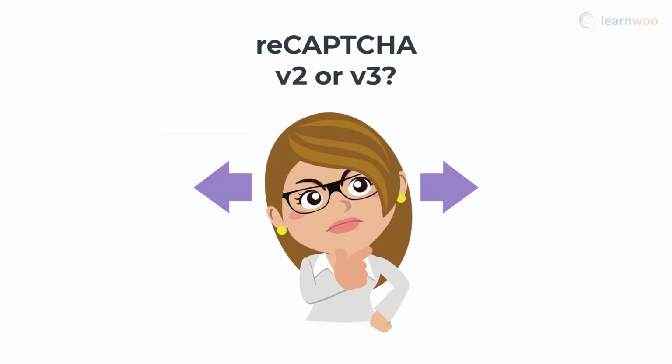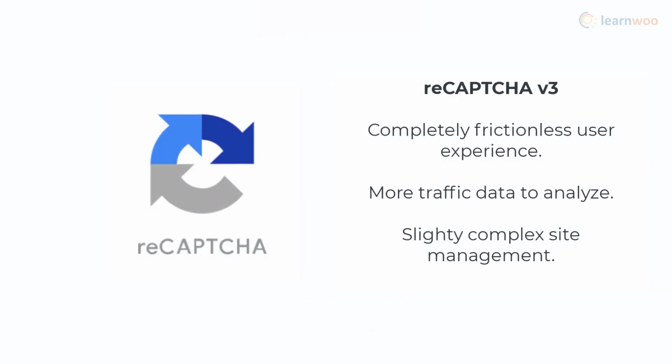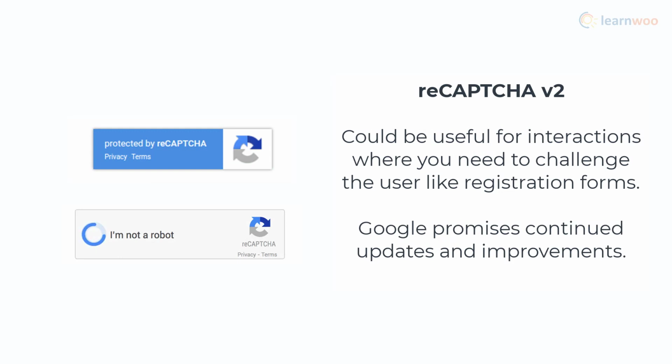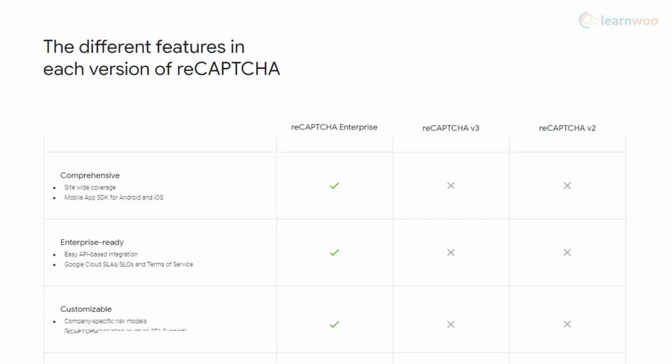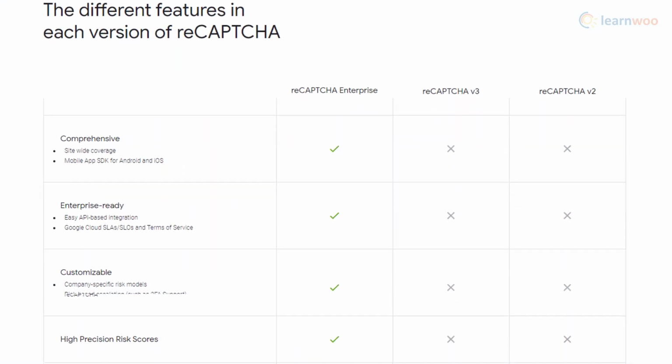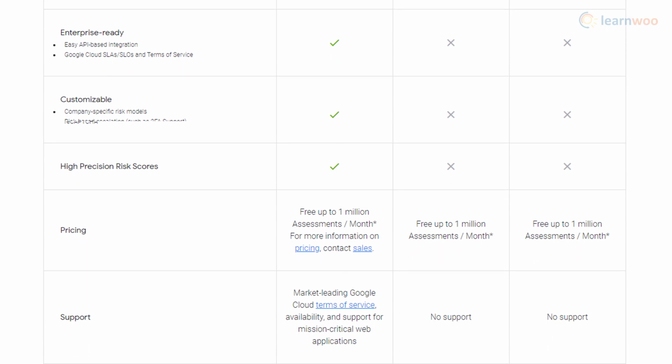Choosing between reCAPTCHA v2 and v3 could be tricky for website owners. If you are keen on providing a completely uninterrupted interaction for your users, reCAPTCHA v3 should be the ideal choice. Using reCAPTCHA v2 will significantly reduce complexities in your website administration, though it will be at the cost of sacrificing a better user experience. There is also reCAPTCHA Enterprise, which offers advanced features like company-specific risk models and enhanced risk scoring. reCAPTCHA Enterprise users get market-leading support as well. Also, according to Google, all reCAPTCHA versions are free up to 1 million assessments per month.